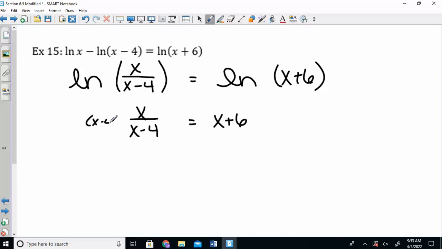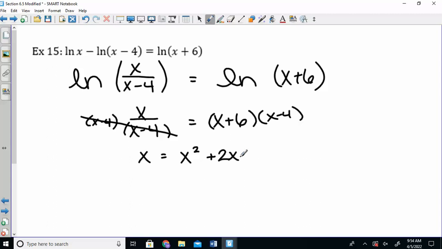If I want to get rid of the fraction, we can multiply by the x minus 4 on each side. So we get x equals, we FOIL over here, x squared minus 4x and plus 6x is plus 2x minus 24. Darn, I made up this problem. It is not nice. Can I fix it? Can I make this a 2x right here?